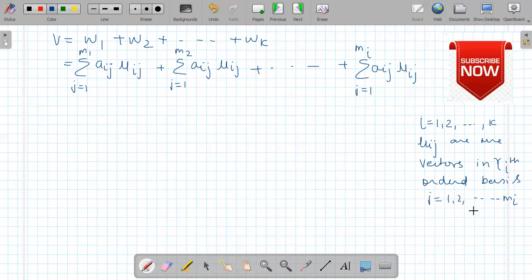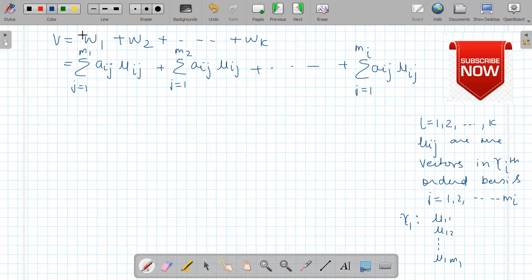तो फर्स्ट वेक्टर में गामा 1 में वी हैव गामा 1 ऑर्डर्ड बेसिस में हमने जो वेक्टर सपोज किए हैं वो है mu11, mu12, mu1m1। ओके, ये नोटेशन है जस्ट to denote the vectors in the ordered basis gamma 1, which is the ordered basis of W1.